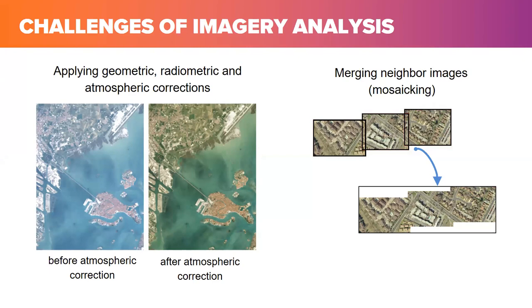And the last challenge that we might face is that your area of interest might be on the intersection of various images. And in this case, you have to merge them together. This is also known as mosaicing. And usually it is more complicated than it seems.